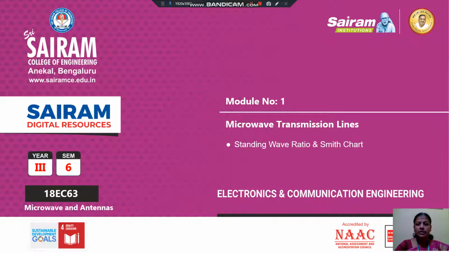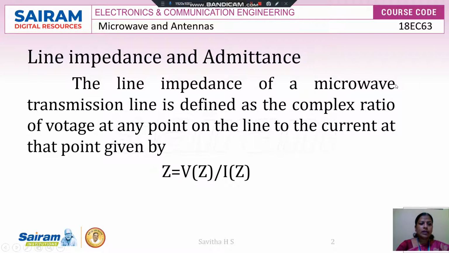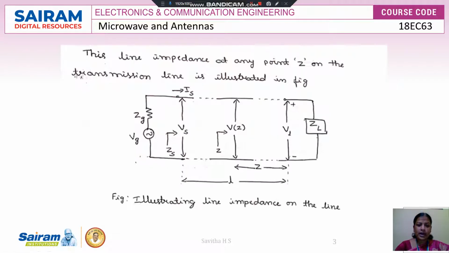Dear students, in this video, let us see the standing wave ratio and the Smith chart. So, line impedance and the admittance. The line impedance of a microwave transmission line is defined as the complex ratio of voltage at any point on the line to the current at that point. So we give the expression as Z is equal to V of Z divided by I of Z, the line impedance at any point Z on the transmission line.